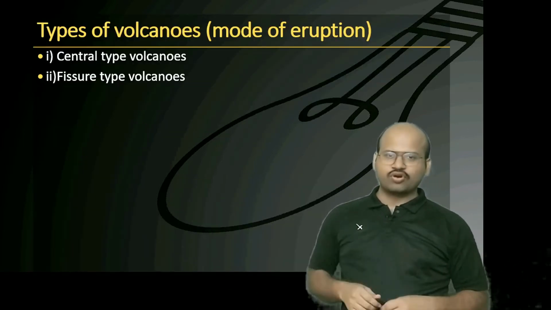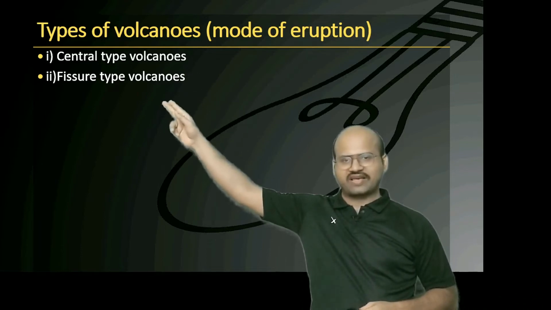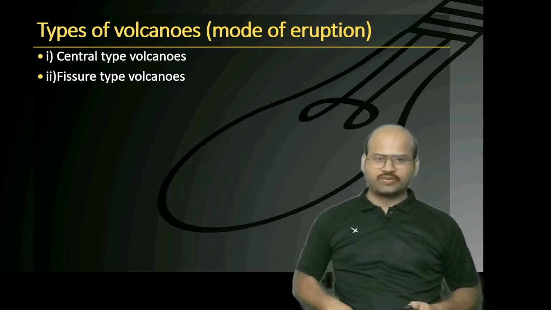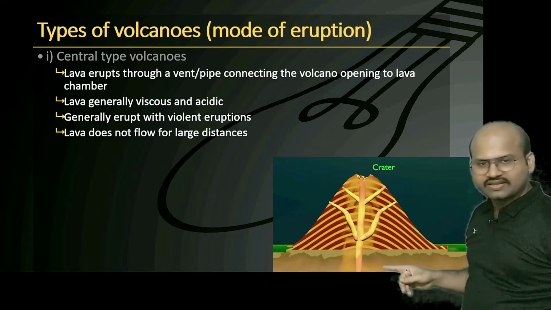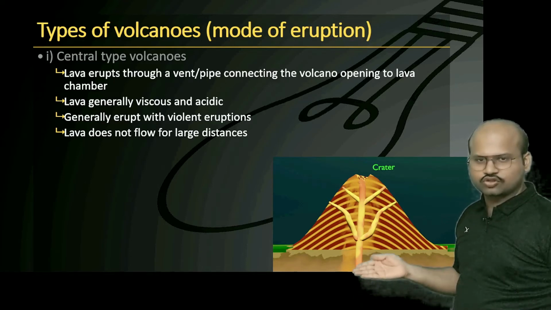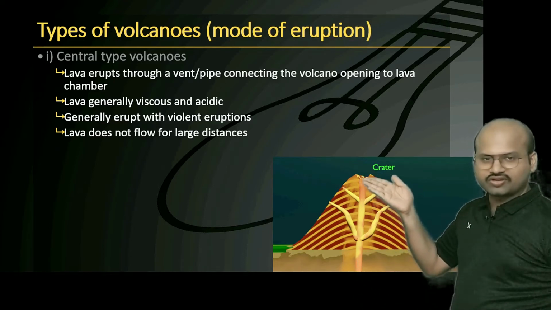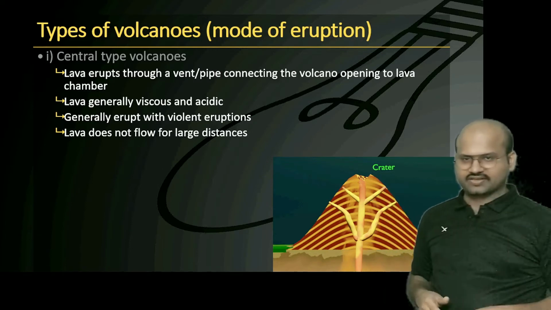Based on the mode of eruption, we can classify volcanoes into two types, central type volcanoes and fissure type volcanoes. Let's see both of them one by one. A central type volcano is a volcano where there lies a vent. Magma comes to the surface through this vent and it is poured on a surface from this crater. So it comes through a pipe-like structure. This is called a vent.